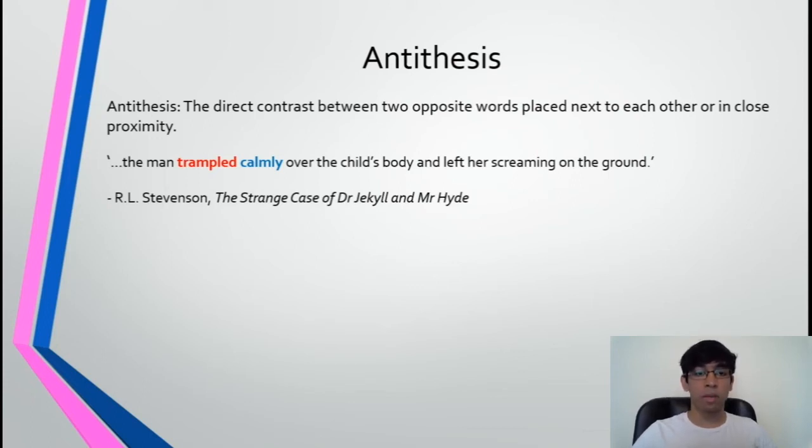The man trampled calmly over the child's body and left her screaming on the ground. Now this is also from Jekyll and Hyde, but the useful thing about this is that it's an example of antithesis. The two words trampled calmly are almost opposites. The verb trampled is associated with something harsh or aggressive, and the adjective calmly refers to something peaceful or serene. Now, when we compare the connotations of the two words, we realize that they're almost in complete opposition. So antithesis is a much stronger contrast than juxtaposition.